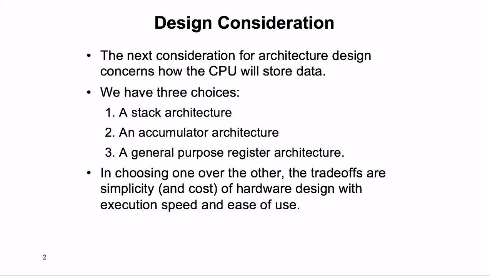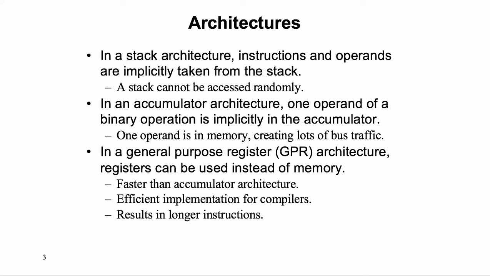In choosing one over the other, the trade-offs are simplicity, which is the cost of hardware design, with execution speed and ease of use as well. In a stack machine, the instruction and the operands are simply taken from the stack. A stack cannot be accessed randomly, and it needs to be accessed from the top going down to the bottom. On the other hand, in an accumulator architecture, one operand of a binary operation is implicitly in the accumulator, and one operand is in memory, creating a lot of bus traffic as well.